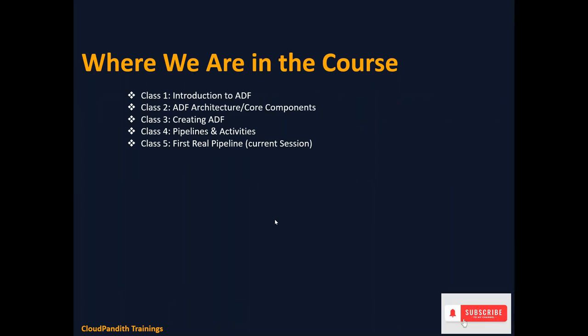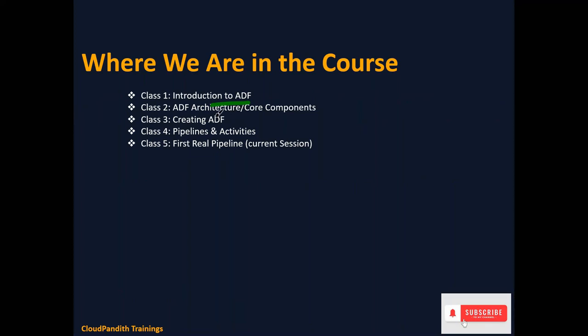So where are we in the course? In class 1, we discussed what is Azure Data Factory and why it is required. In class 2, we learned about ADF architecture and its core components. In class 3, we created an Azure Data Factory instance. In class 4, we clearly understood pipelines and activities. So now in class 5, we are combining everything to create a real working pipeline.